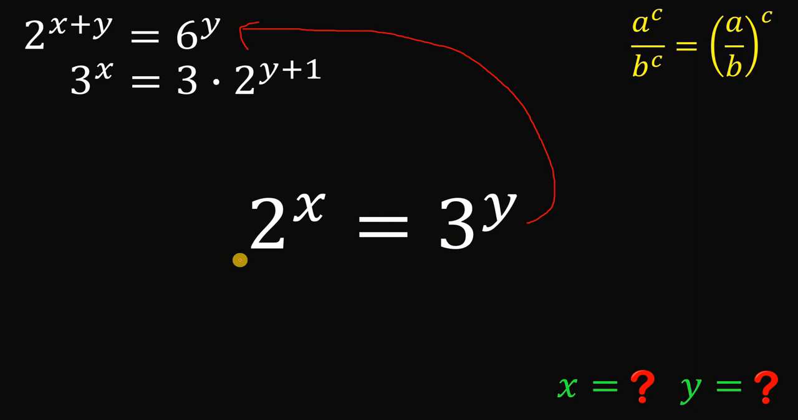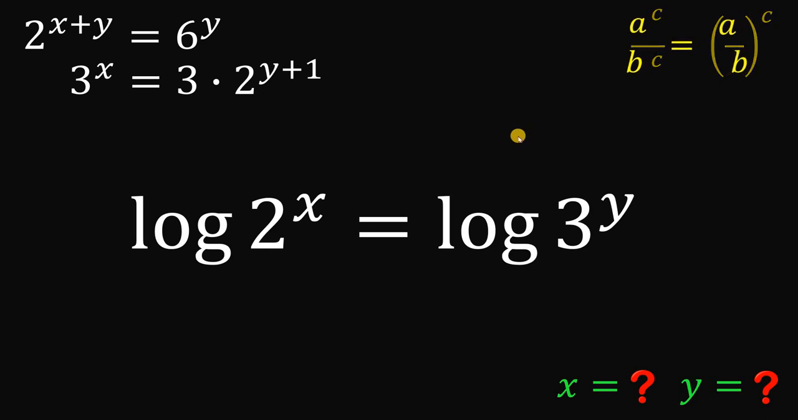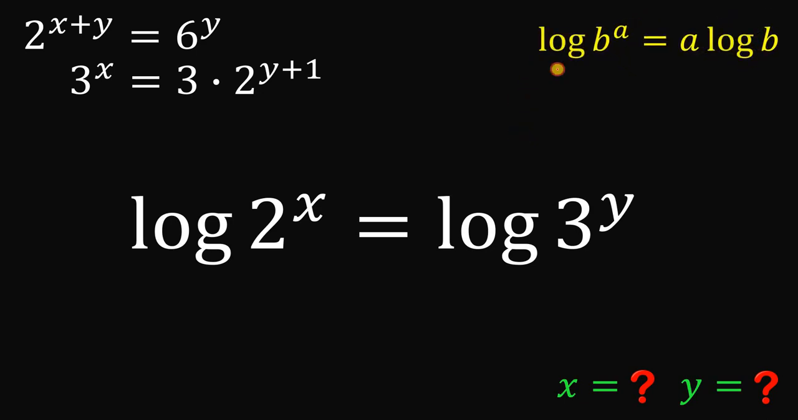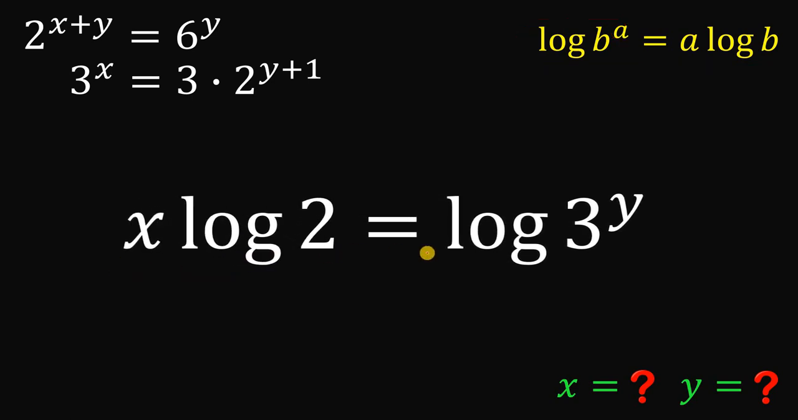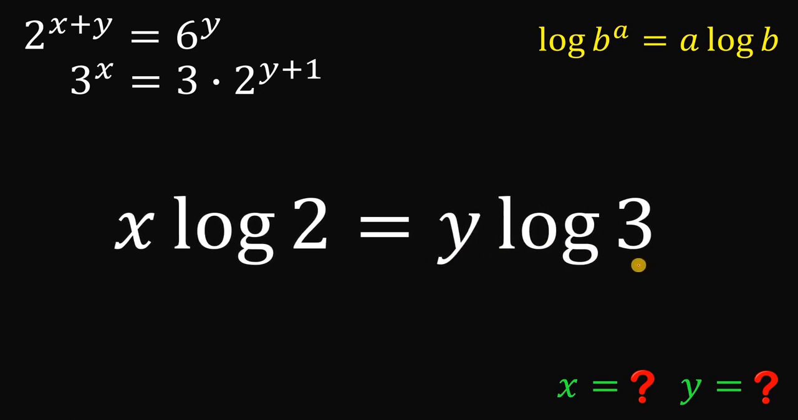Now, to continue this, let's take the logarithm on both sides. So, we will use base 10. Now, let's use some laws of logarithm. If we have logarithm of b raised to the power of a, we can put this exponent in the front, so we have a multiplied by logarithm of b. So, the left-hand side of our equation can be written as x multiplied by logarithm of 2, and the right-hand side of our equation can be written as y multiplied by logarithm of 3.